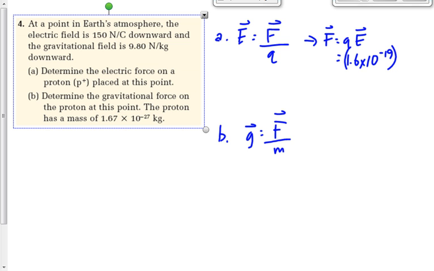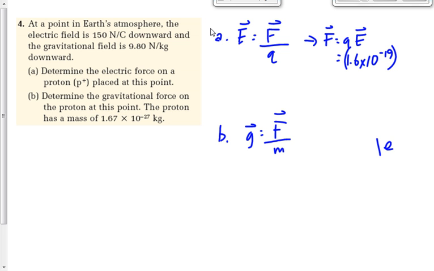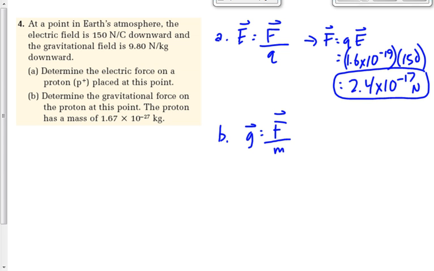So we're dealing with a proton with 1.6 times 10 to the minus 19 coulombs. You don't know what the charge of the proton is? That's okay. Where do you find it? On your data sheet, it's 1e. The e is the elementary charge, 1.6 times 10 to the minus 19. So the proton charge is going to be that as well. The electric field strength is 150. You multiply those two together, and you should end up getting 2.4 times 10 to the minus 17 newtons. Electric force, 2.4 times 10 to the minus 17 newtons.